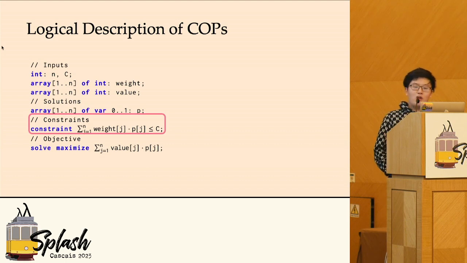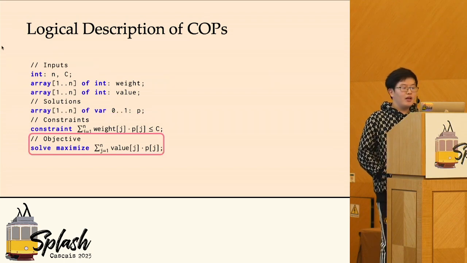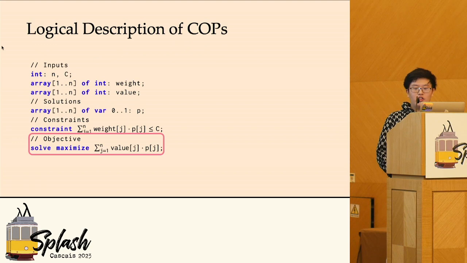Third, in the constraint part, we impose constraints to the solution. In the knapsack problem, we make sure that the total weight of the selected items does not exceed the capacity c. And finally, in the objective function part, we will set up an objective function that maximizes the total value of the selected items.